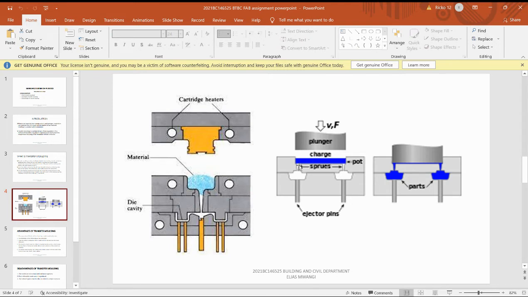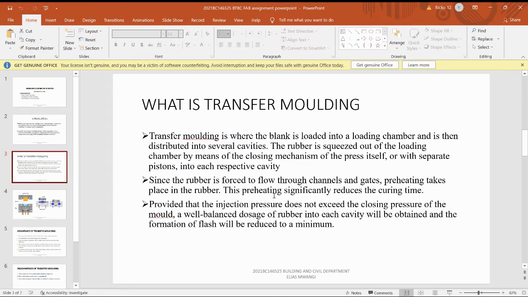On the other hand, we can have two die cavities with separate ends, and the charge is forced through and takes the desired shape, as you can see here, and so it forms the required material. That is majorly what the process is all about. The rubber is forced to flow through the channels and gates. Preheating takes place in the rubber, and this preheating reduces the curing time.